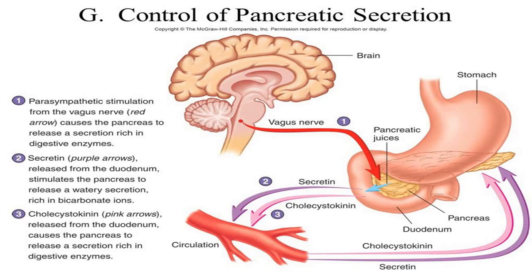Similarly, cholecystokinin, which is released from the duodenum, through blood circulation reaches the pancreas, and then it stimulates the cells of the pancreas to release enzymes, which are responsible for the digestion of different components of food.